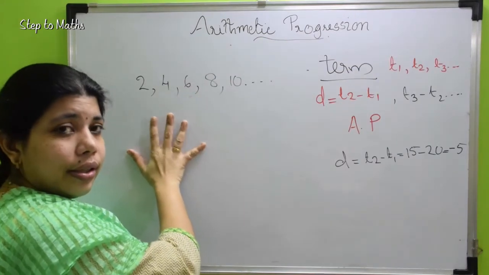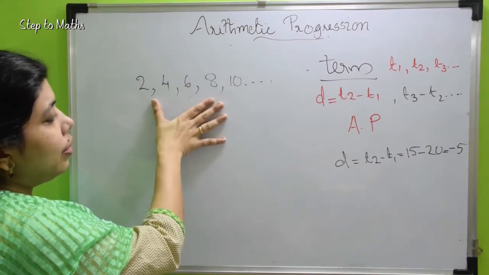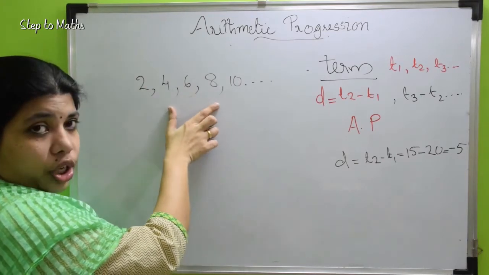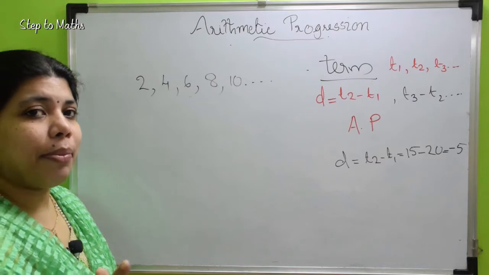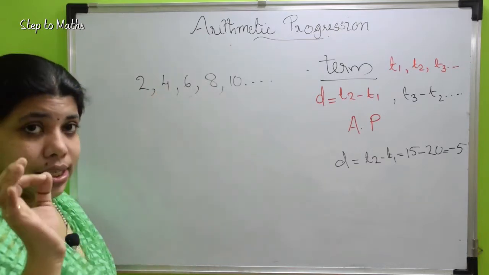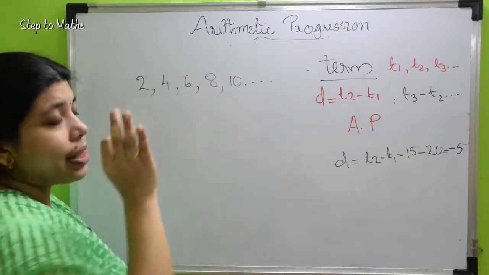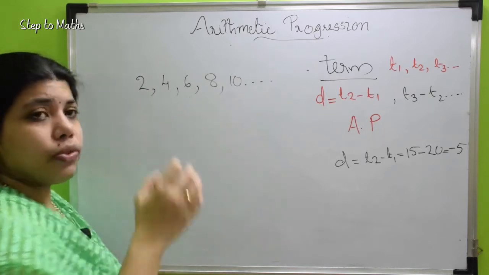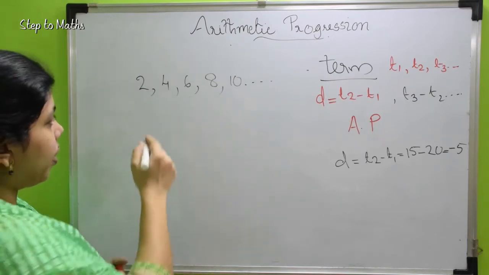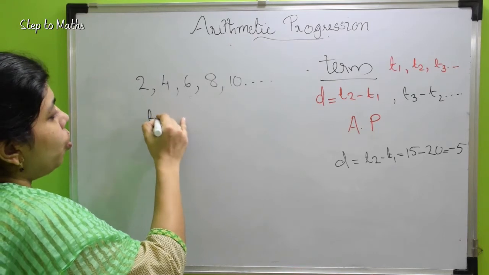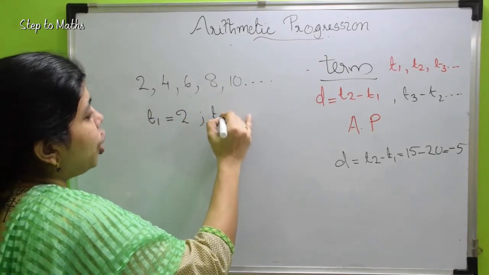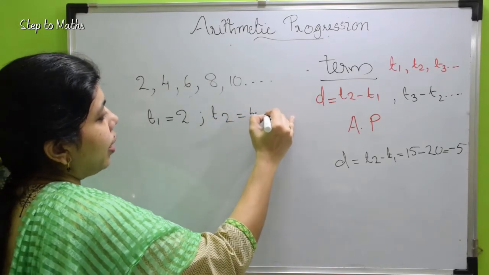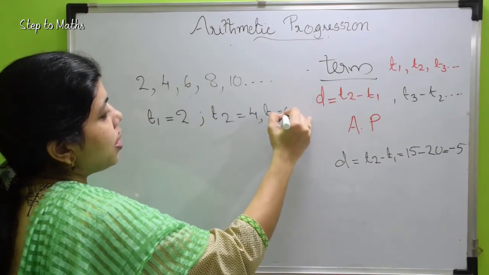Consider this sequence. This is an arithmetic progression. 2 is the first term in the sequence, 4 is the second term, 6 is the third term, 8 is the fourth term, etc. So, we can write it as T1 is equal to 2, T2 is equal to 4, T3 is equal to 6, etc.